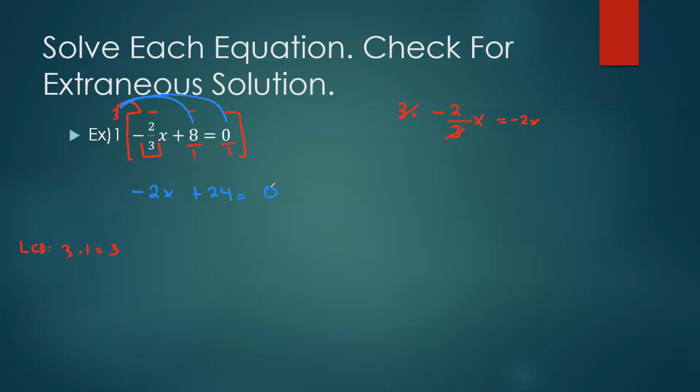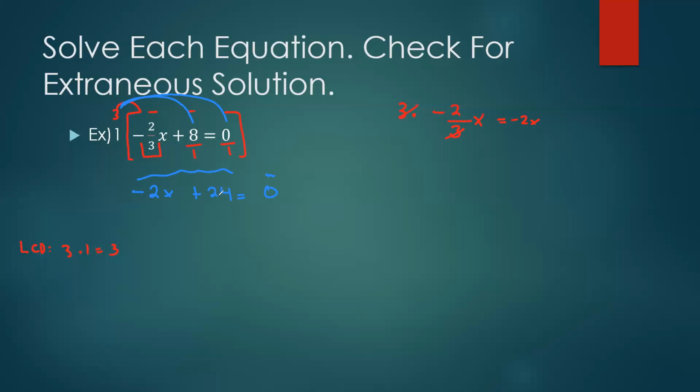Now that we got rid of the fractions, let's simplify the left side and right side. On the left side, you can't really simplify it. On the right side, it's just 0. Negative 2x plus 24, you can't combine them, because one is a letter and the other is not.